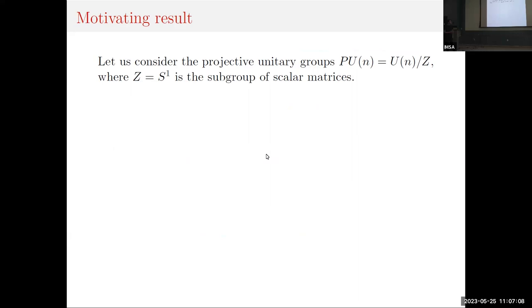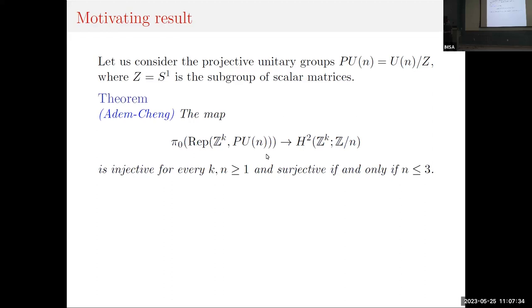Okay, so the result that I wanted to have in the nilpotent world is an analog of the following. If I consider the projective unitary groups, the unitary groups modded out by the scalar matrices, there's a very nice result from Adem, Gómez and Gritschacher, which gives an injective map, right? This map of commutators that I just talked about into this cohomology group. And they show that it's injective for every K, and N being equal to one, but it's only surjective if N is less than or equal to one.